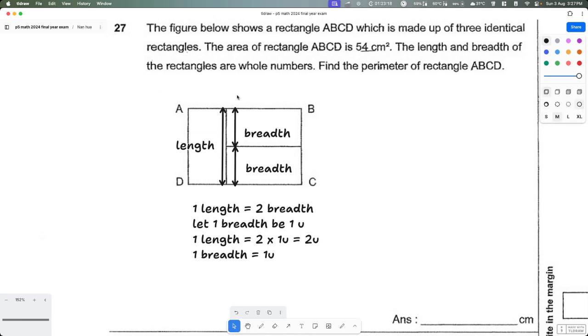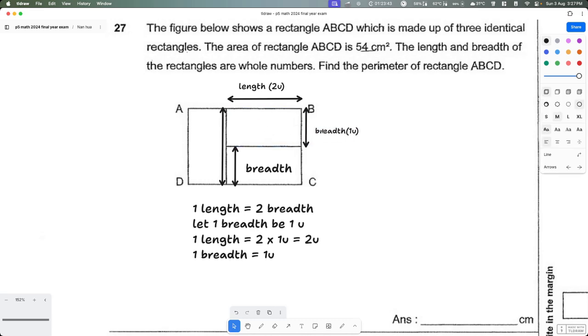So from here, that means we have one length over here. Okay, so this is length. So I'm going to put here length as 2 units, and then breadth is 1 unit. I'm going to make it smaller so that everything fits in nicely. So one breadth over here, which is 1 unit. Okay, so I'm just going to copy and paste.